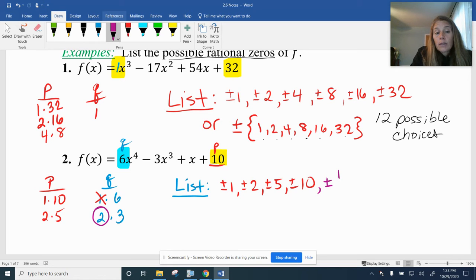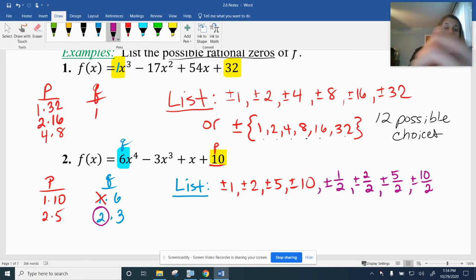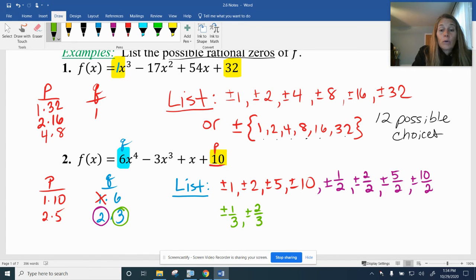So we have plus or minus 1 over 2, plus or minus 2 over 2, plus or minus 5 over 2, and plus or minus 10 over 2. Now continuing on, we're going to do the same 4 factors for my 10, those 4 p-values, but this time they're all going to go over this factor of 3. So I have plus or minus 1 over 3, plus or minus 2 over 3, plus or minus 5 over 3, plus or minus 10 over 3.